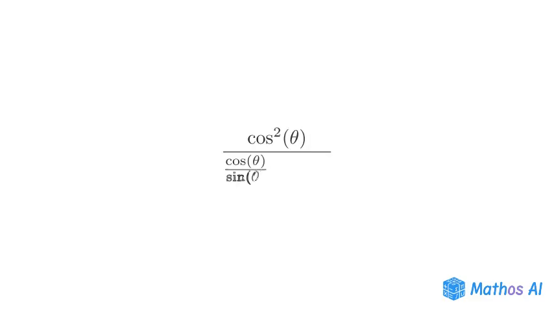Now for a neat trick. The sine of theta in the numerator and the sine of theta in the denominator cancel each other out, leaving us with just cosine² theta divided by cosine theta.